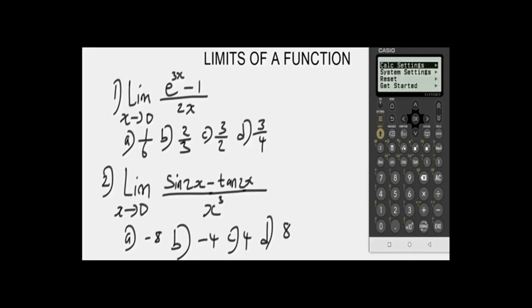If you want to go back to degree, just press setting. When you come here, press execute. Then navigate down to angle unit, execute. Choose degree, press execute, and go back and press execute again. It will get back to this first value we got. Alright, so the answer for this question is option B, which is negative 4.